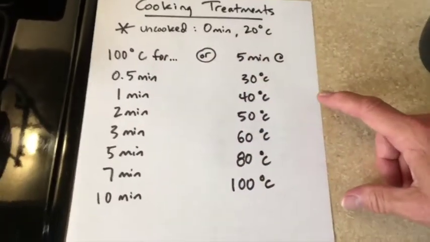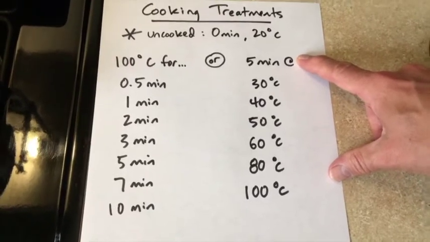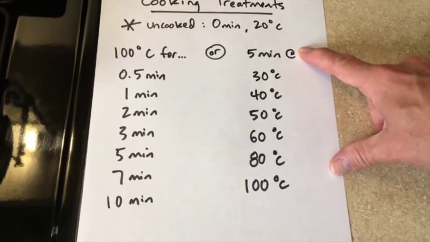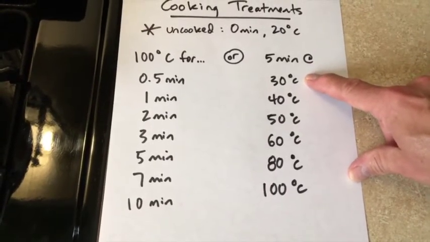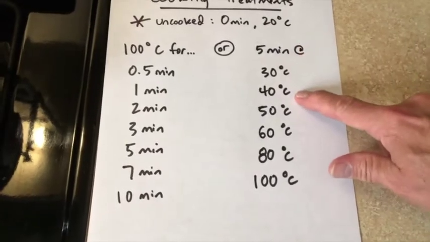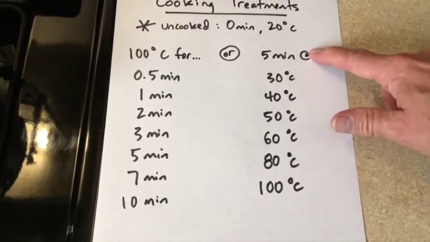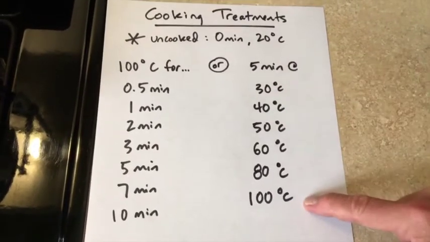I can also do the same thing for the same amount of time, 5 minutes. I can put tubes into the hot water at different temperatures. So I'll make the water to be 30 degrees Celsius, and then I'll put in a tube for 5 minutes. I'll make the water to be 40 degrees Celsius, put the tube in for 5 minutes, and so on. So the same amount of time, but increasing temperature.